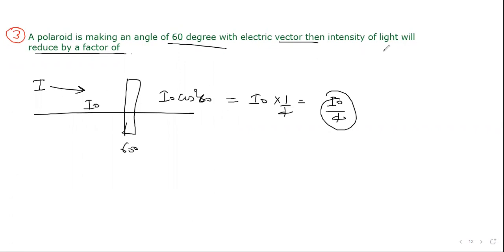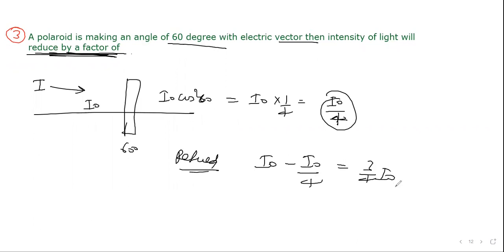Then they are asking, this light will reduce by what factor? So what is the reduction here? Only 1/4 of the light is passing, right? Originally it was I naught, now passing is only I naught by 4. So 3 by 4th of the light is reduced. By what factor is it reduced? 3 by 4 I naught by the original I naught. So what is the answer? 3 by 4, or you say 75%.